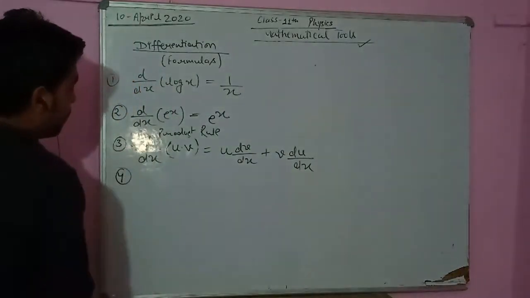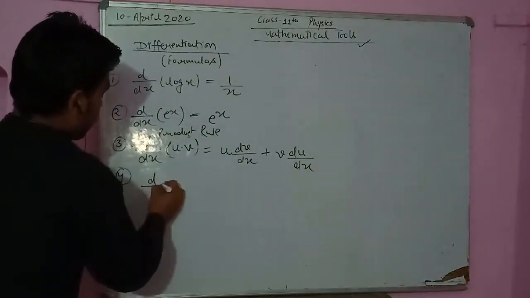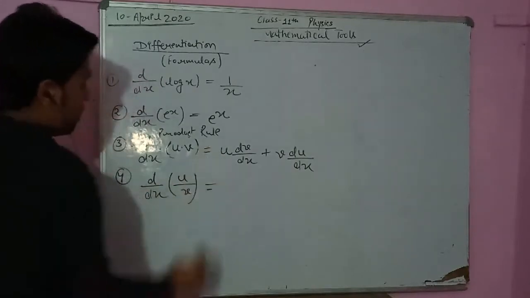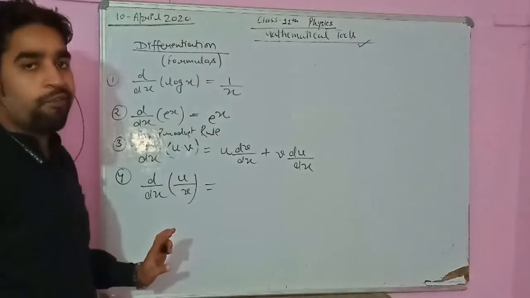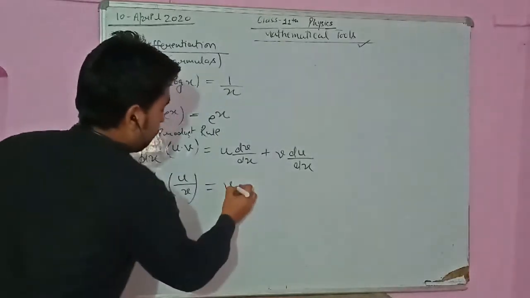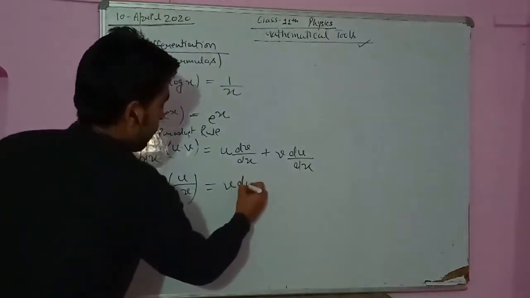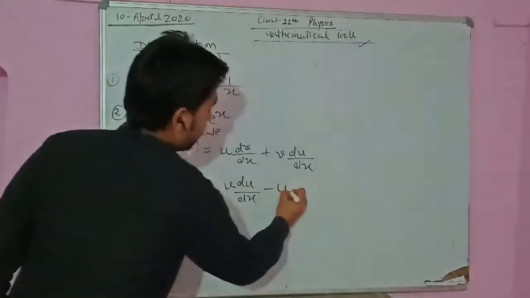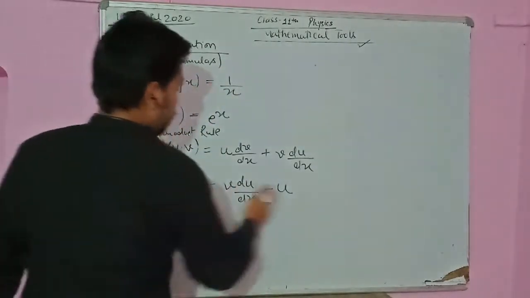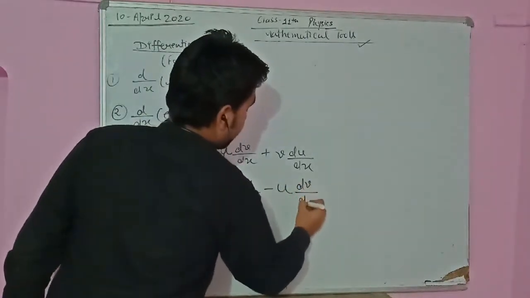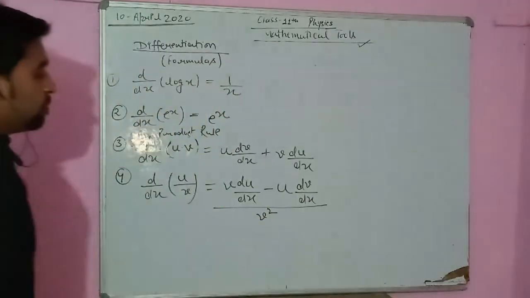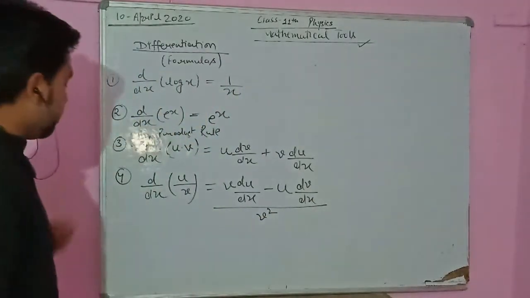Now the fourth one, suppose the function is given in the form of a quotient, in the form of division. Then we write the denominator and do the differentiation of the numerator, minus the numerator and the differentiation of the denominator, divided by denominator square. So this is the identity you have to learn.